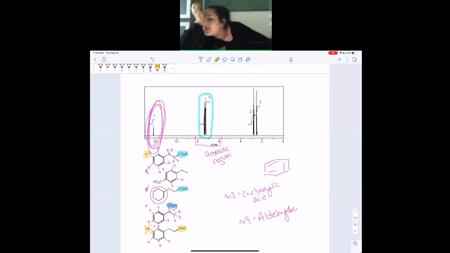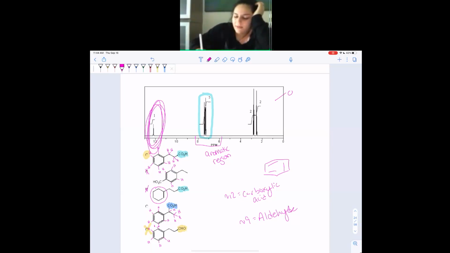And then someone asked, where is the ether? What exactly do you mean? Like, where would an ether be in the regions? Okay, so a hydrogen attached to an ether would be in the heteroatom region because you would have the hydrogen connected to a carbon that's connected to a heteroatom. So that would be 3 to 5.